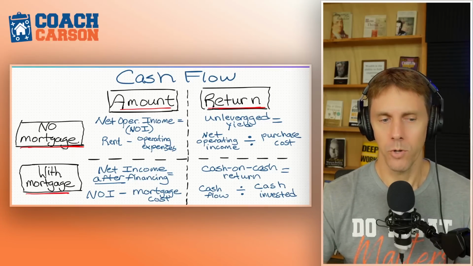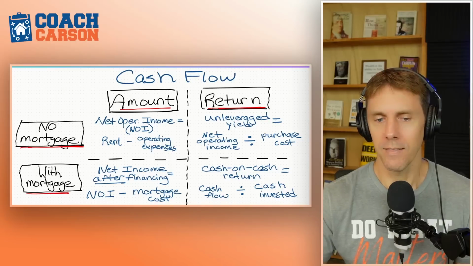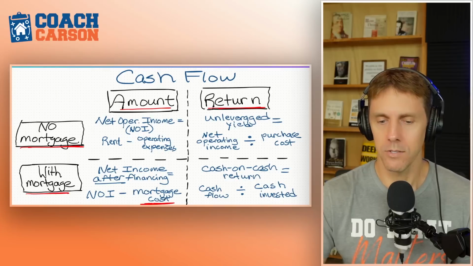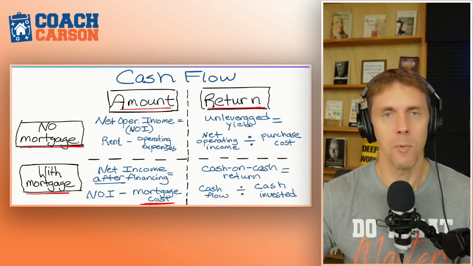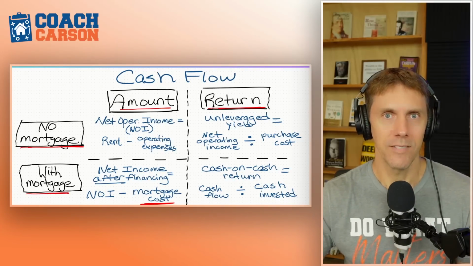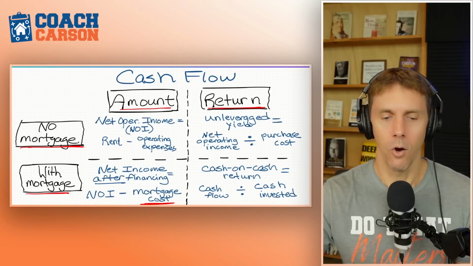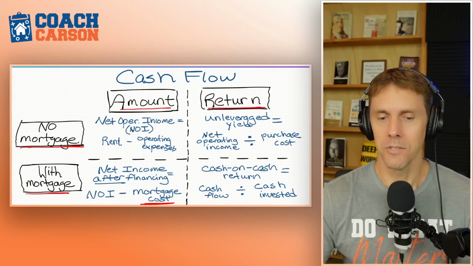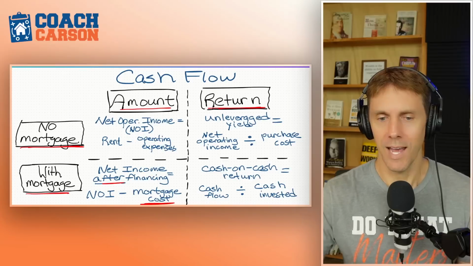Now that's without a mortgage, but if you want to know the amount of cash flow with a mortgage, it's just one more step. You take the net operating income that we just figured out and you subtract your mortgage cost. So typically you can figure that out with an amortization or a mortgage calculator. That's the principal and interest that you'll pay on your mortgage. So the NOI minus your mortgage cost, what's left over is your net income after financing. And most people just call this your cash flow.